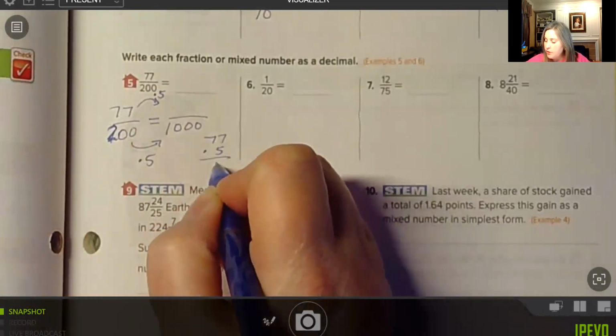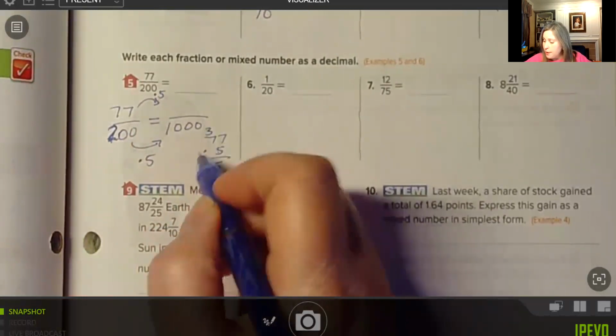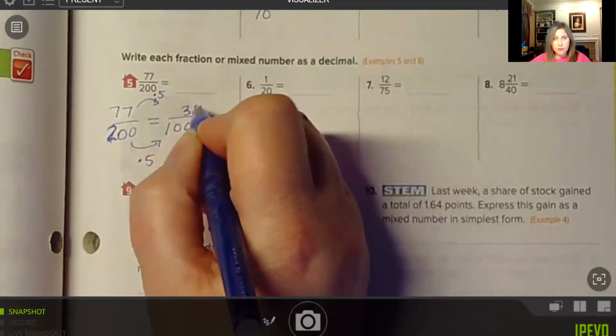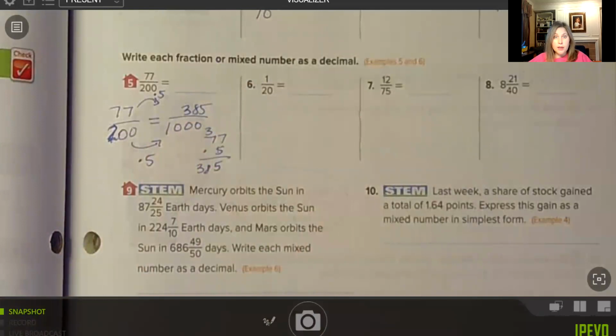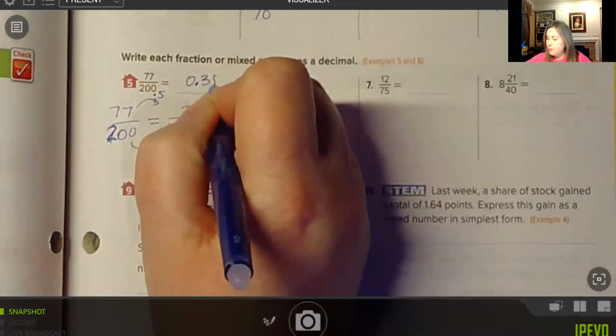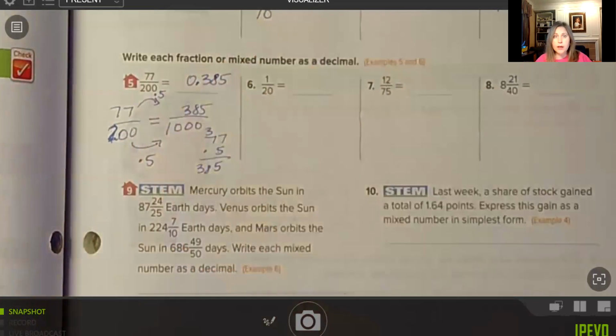5 times 7 is 35. And 35 plus the 3 we carried is 385. So we have 385 thousandths as a fraction. And as a decimal, it's 0.385. That's 385 thousandths.